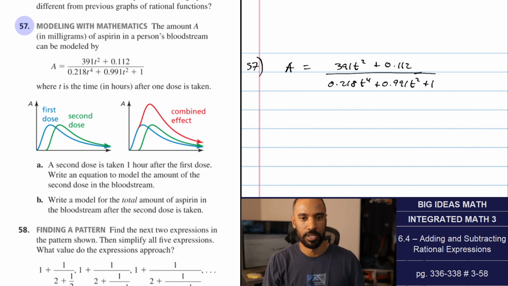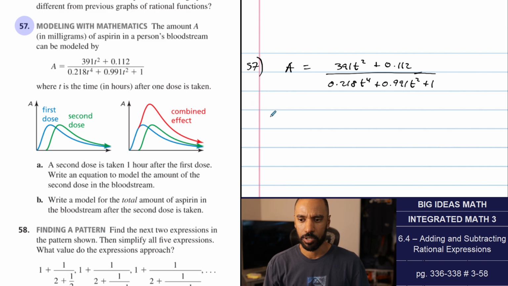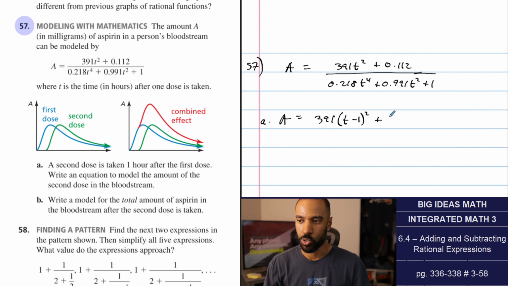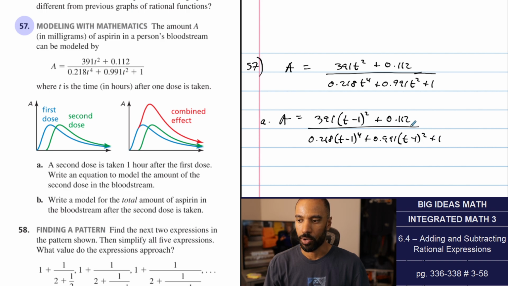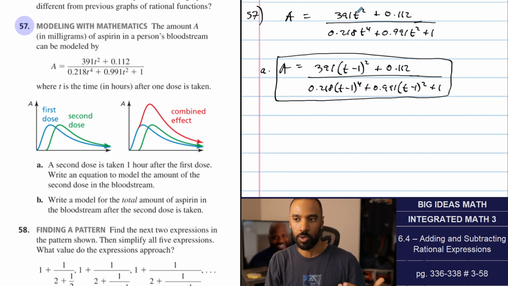Right? This right shift is a t minus 1, if you understand how that works. So for part A, I guess you just substitute t minus 1 into here. So 391 times, I don't think they're asking you to simplify, (t minus 1) squared plus 0.112 over, but we might have to add these, 218 (t minus 1) to the fourth plus 0.991 times (t minus 1) squared plus 1. That to me is your part A answer about 1 hour later, because you plug in 1 for t to get the same y value as you would when you plug in 0 for t here.